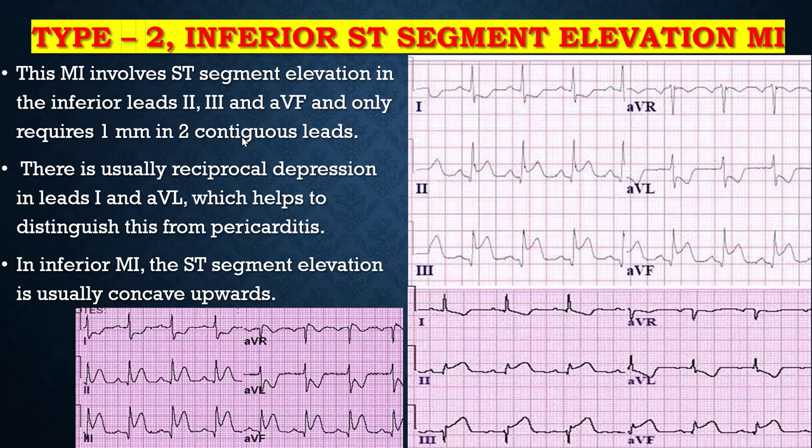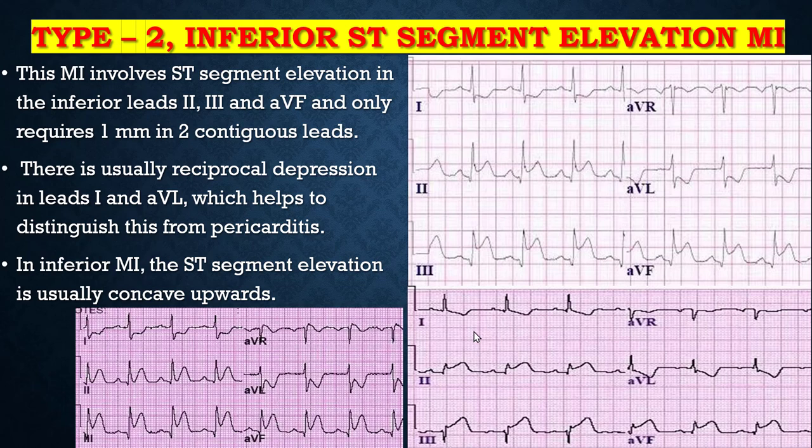In inferior MI, the ST segment elevation is usually concave upward. There is elevation in lead 2, lead 3 and AVF. You can see that this is lead 2, lead 3 and AVF. Here you can see the ST segment elevation, and there is reciprocal depression in lead 1. Here you can see the reciprocal ST segment depression in lead 1. And the ST elevation in 2, 3 and AVF is concave in nature, not convex.